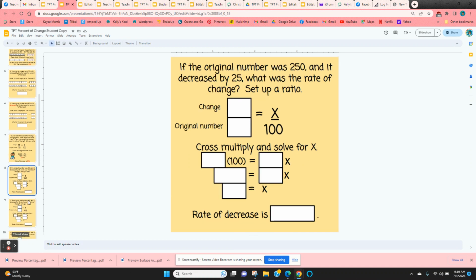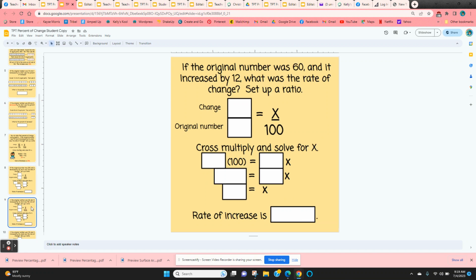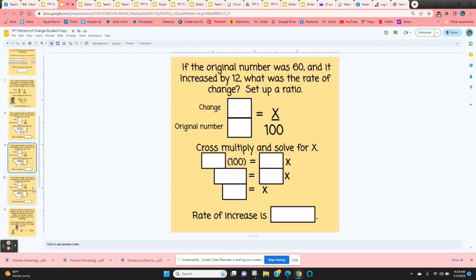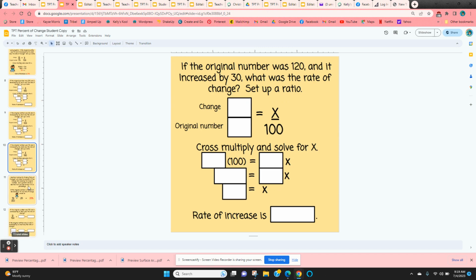So the students are going to do some of those on their own. Again, the change over the original number, they're going to create their equation and solve it to get their rate of change. And they've got 2 more slides where they're going to be doing that.